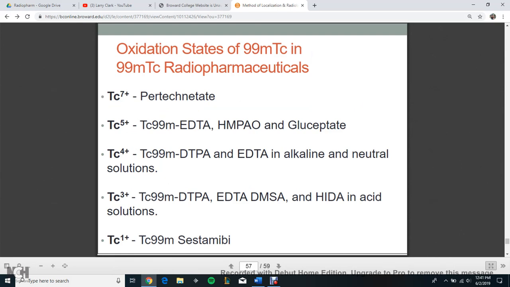Oxidation states of technetium in radiopharmaceuticals. Tc 7+ is pertechnetate. Tc 5+ is technetium with EDTA, HMPAO, and gluceptate. Tc 4+ is DTPA, EDTA in alkaline and neutral solutions. Tc 3+ is DTPA, EDTA, DMSA, and HIDA in acid solutions. Tc 1+ is sestamibi.